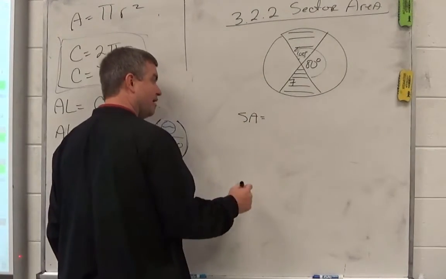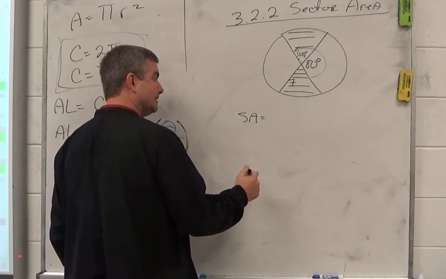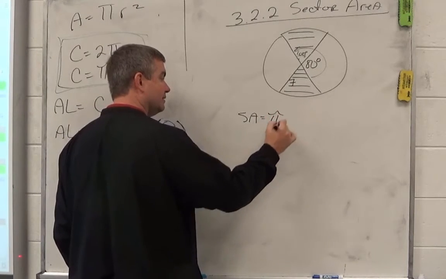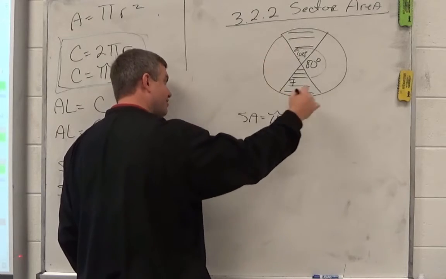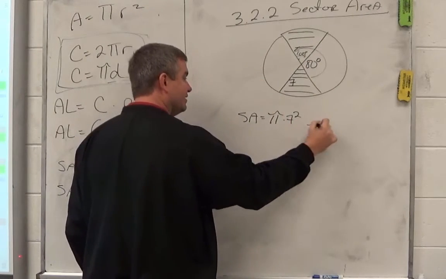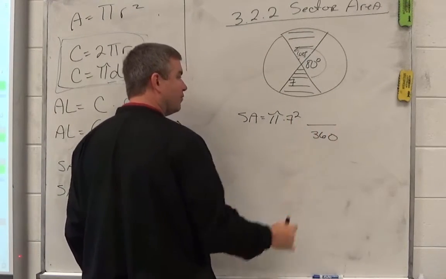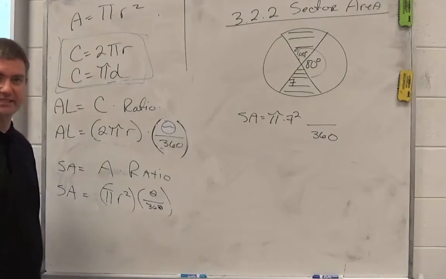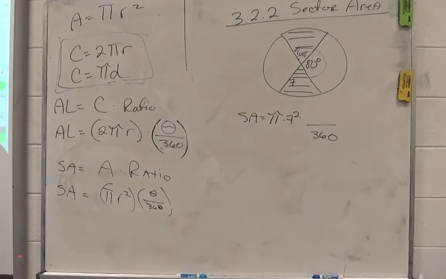So, tell me what to write down here. So write pi 7 squared. Very good. That would be the area of the entire circle. Then this is very important. What is my ratio? It's always some number over 360. What is my ratio? 200 over 360.